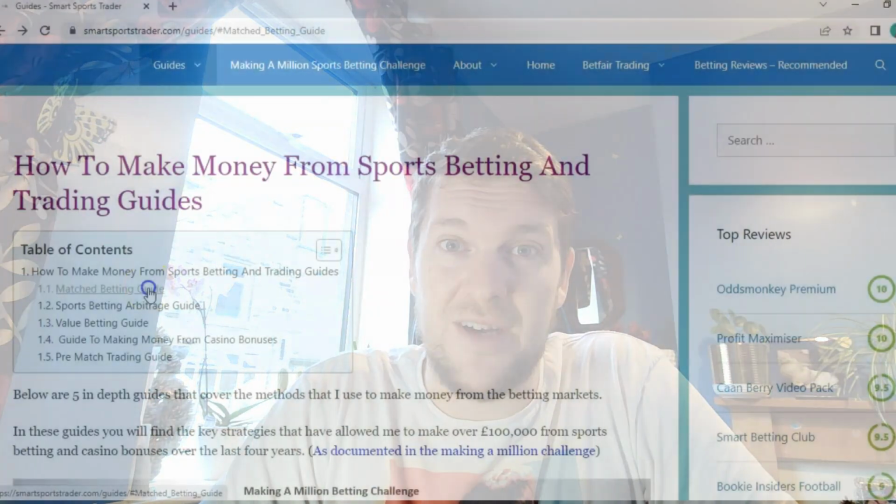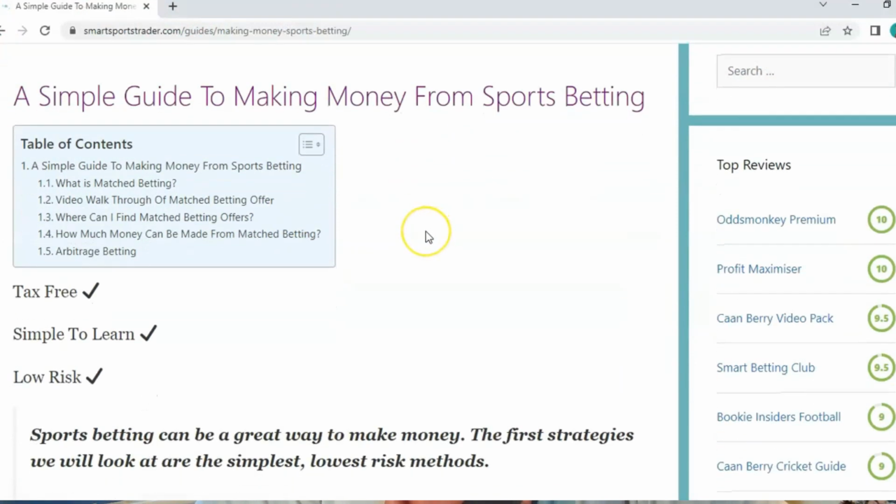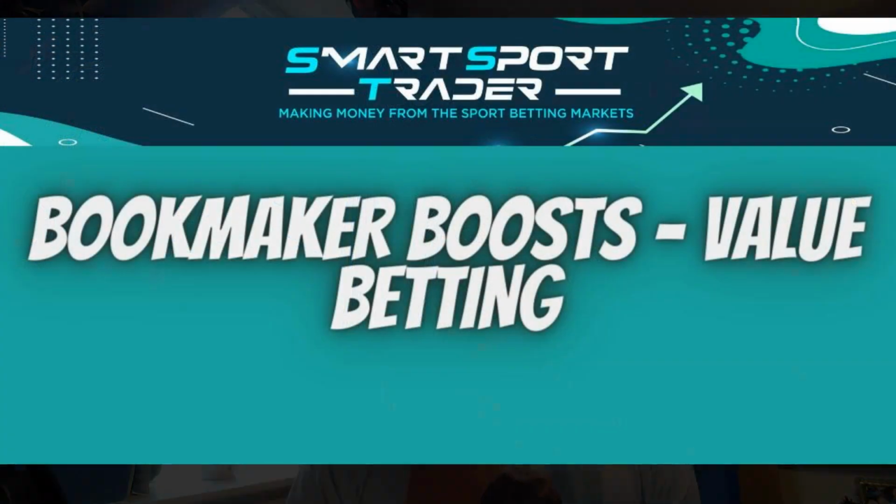If you don't know what match betting is, then I have a guide on my website, smartsportstrader.com, and I'll link that in the description. But match betting is a very simple, easy process. It's taking advantage of free bets and covering all the outcomes to guarantee yourself a profit. So if you're not doing it, it's well worth looking at.